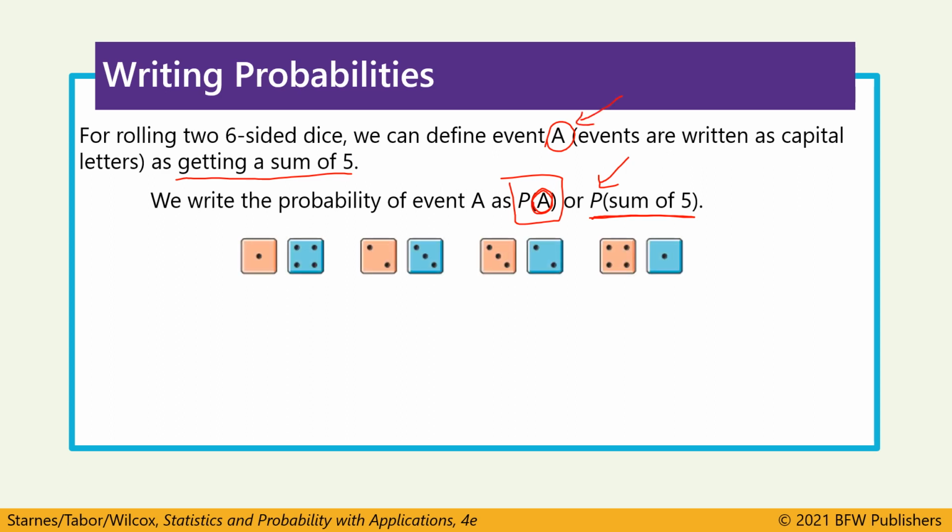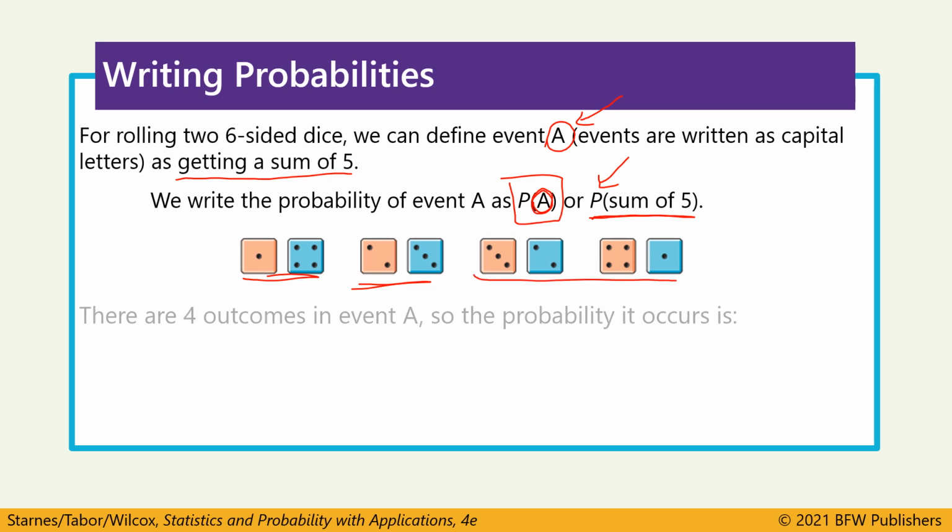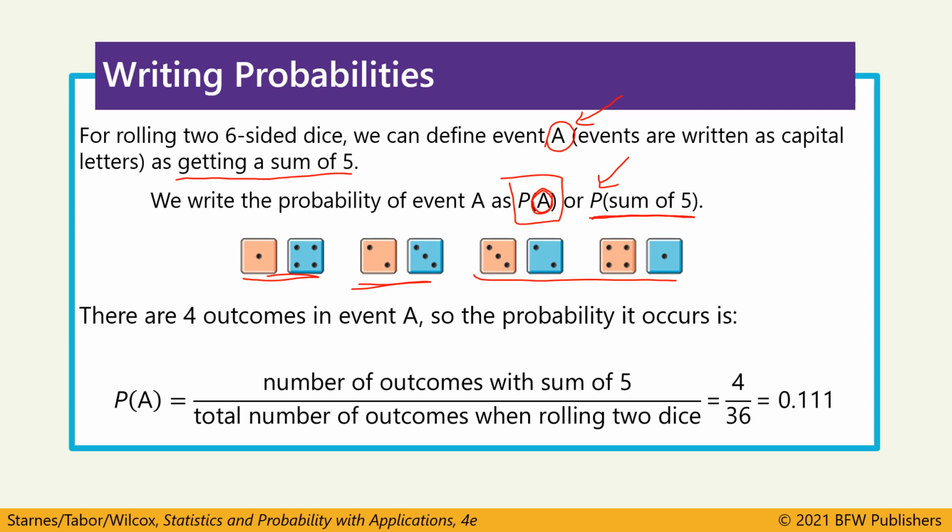So there are a number of different ways that we can get a 5. We can get a 1 and a 4, or a 2 and a 3, with the red die having the smaller number, or vice versa, where the blue die has the smaller number. So there are 4 total outcomes in event A, out of the 36 possible outcomes that were displayed in that table of all the different dice. So the probability of getting a sum of 5 would be 4 out of 36, or 0.111.